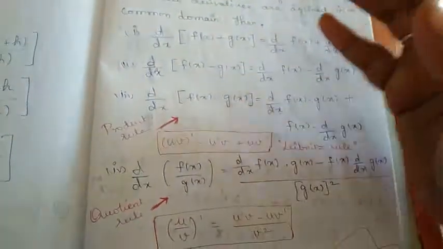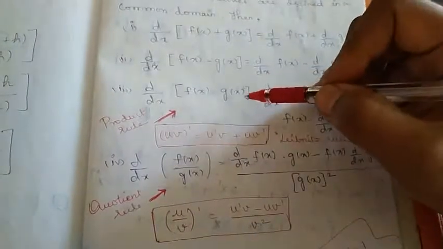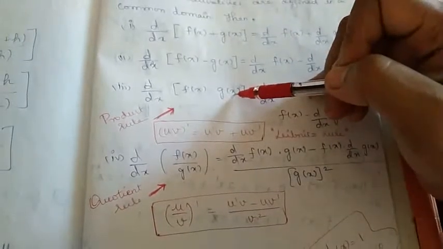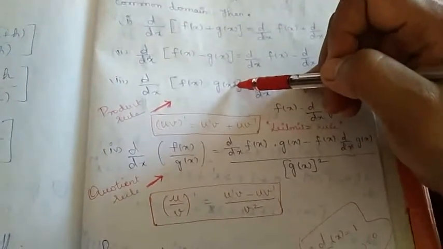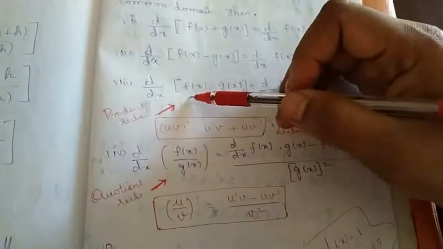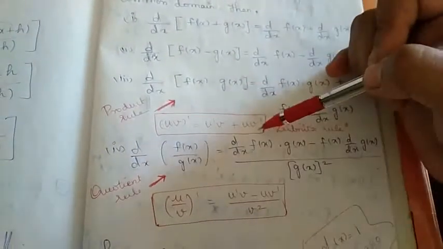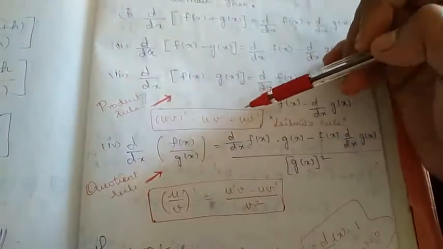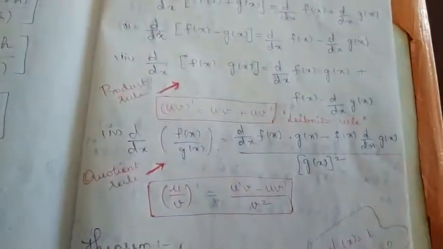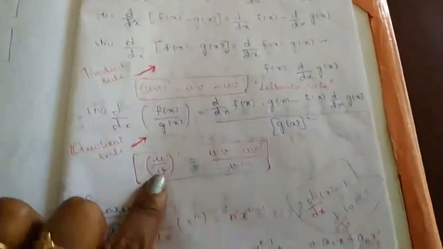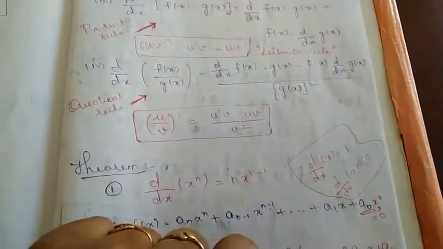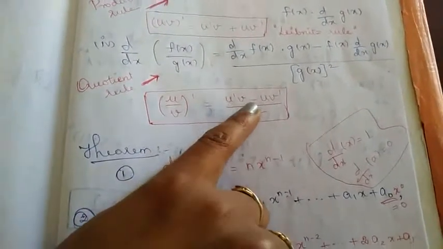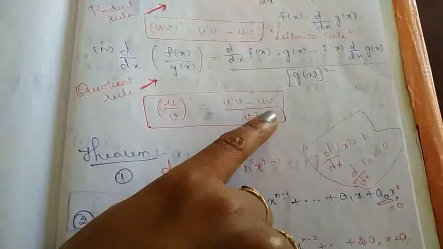For addition and subtraction you can just split, but for multiplication first you have to differentiate f and keep g as constant, plus for g you have to find the derivative and keep f as constant, which in short we will call product rule or Leibniz rule, which is uv the whole dash is u dash v plus uv dash. And similarly we have a quotient rule, which is u by v the whole dash is, in the denominator we will be having v square, u dash v minus uv dash.